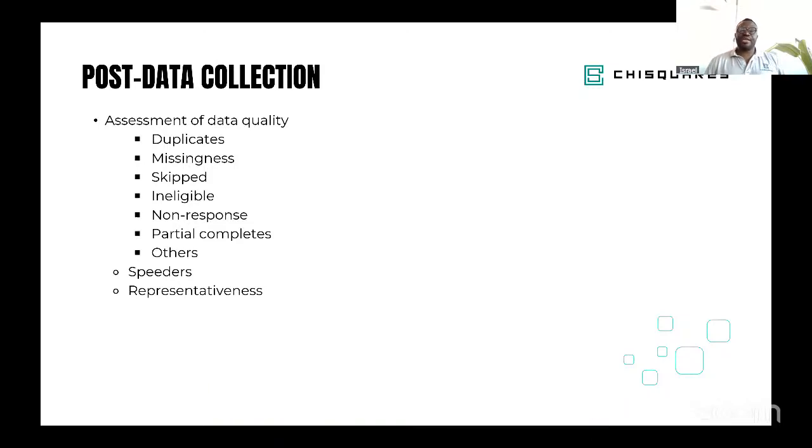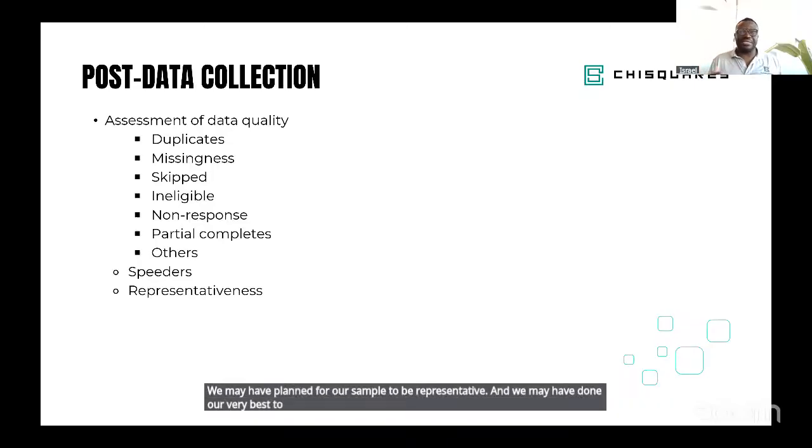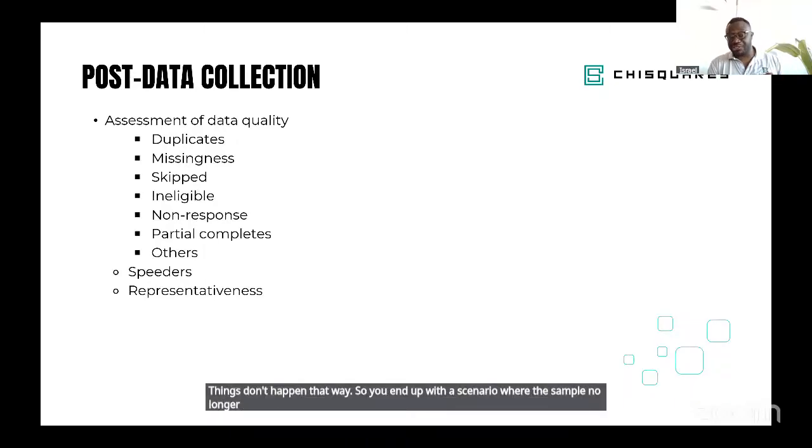When we collect data, unfortunately, life doesn't go according to how we planned it to be. We may have planned for our sample to be representative, and we may have done our very best to ensure that, but sometimes things don't happen that way. So you end up with a scenario where the sample no longer represents the population.